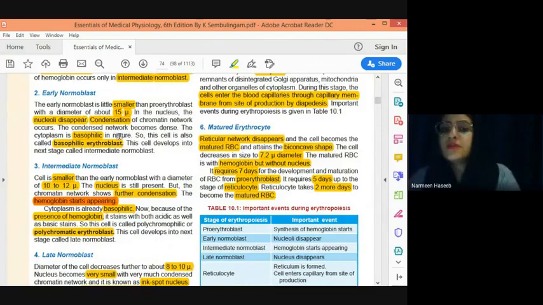Then comes the condensation of the chromatin network. Chromatin network is the part where the DNA is going to be formed. We do not have a nucleus and we do not need DNA in the RBC, so there is going to be the condensation of the chromatin network. The condensed network becomes dense. The cytoplasm is basophilic in nature. That's why the cell here is known as basophilic erythroblast. So if I ask you which stage is known as basophilic erythroblast, you are going to tell me it is? Yes, early normoblast.